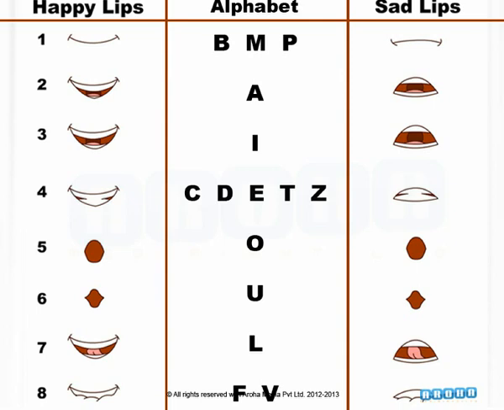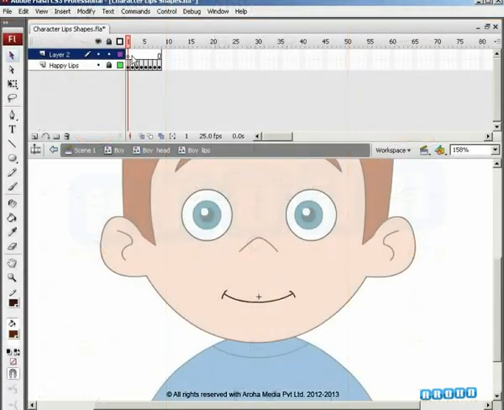As we said before, if possible, keep a mirror with you. You can refer to the movements on your face to iron out any doubts you may have. Alright, back to the first shape for sad lips. Before you begin, check if the layer of happy lips is locked. Remember to double check and make sure no other layer will be disturbed as you work.